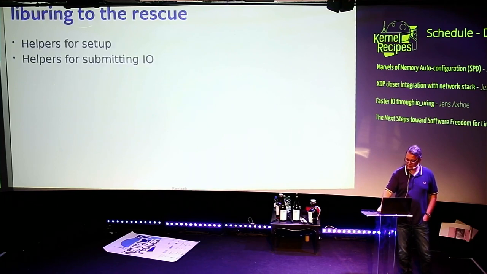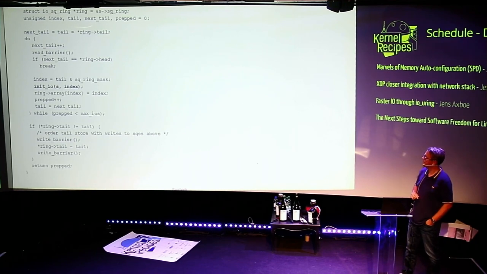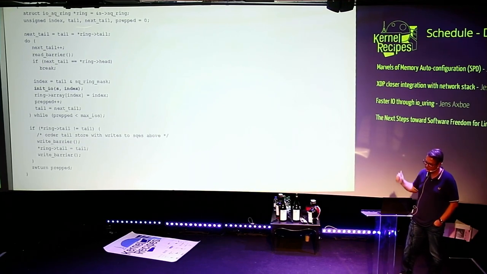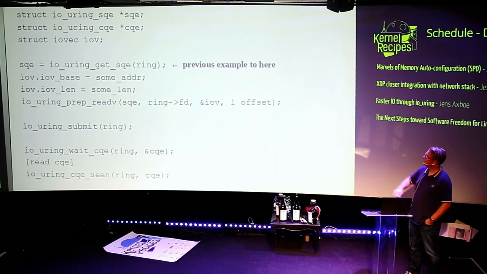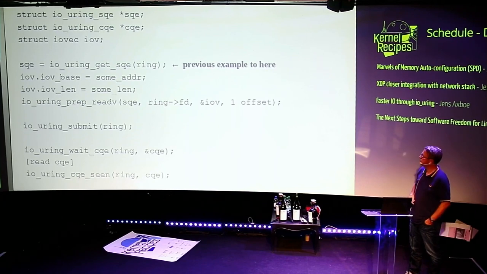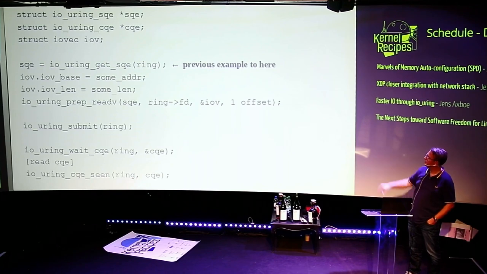And similarly, there are helpers for submitting I/O. You probably remember, this is roughly the example I had earlier: get the new tail, figure all these things out. For liburing, it just looks like this. So basically, that one line, io_uring_get_sqe, is the entire previous page. I've got some other examples on here too, like how you fill in the iovec. There are various prep functions that help prepare this SQE for the specific operation.